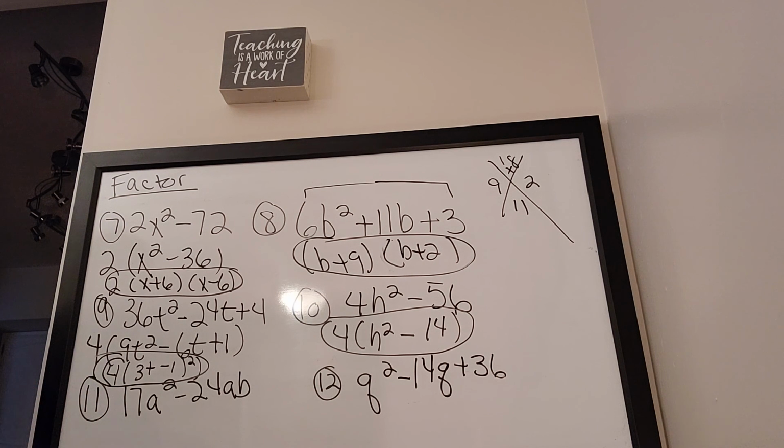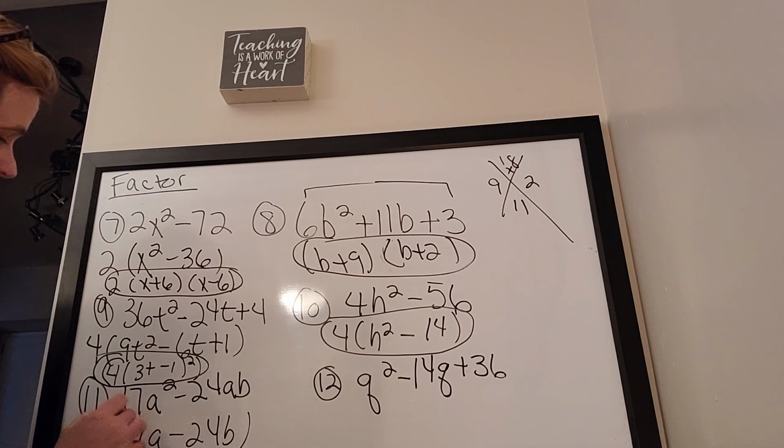Here we cannot take anything out as far as this isn't a perfect square. There's no greatest common factor except for a. So we'll take a out. We're left with 17a, because that's a squared, minus 24b. And that is all we can do for that one.